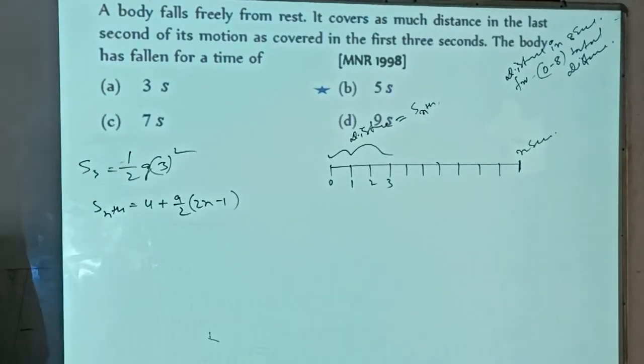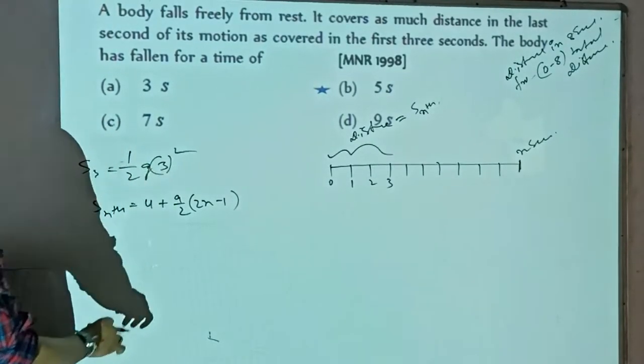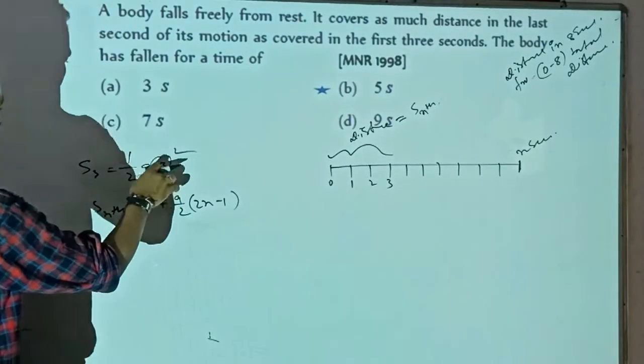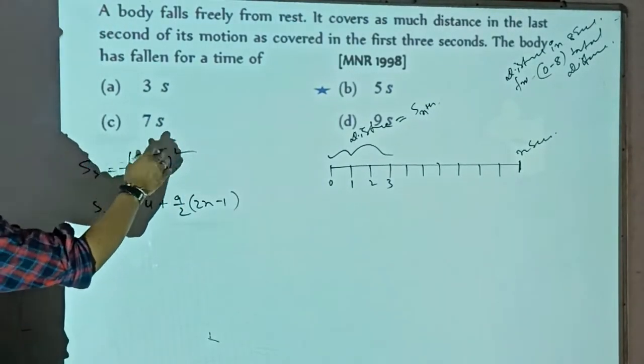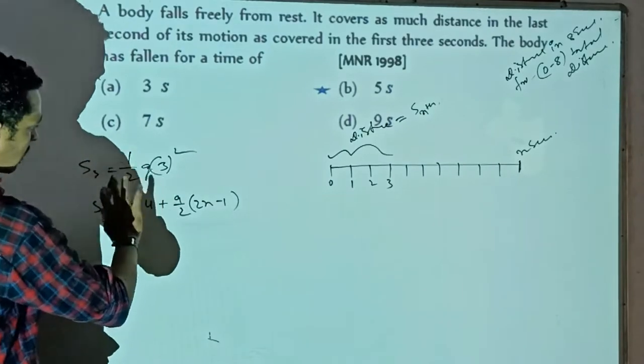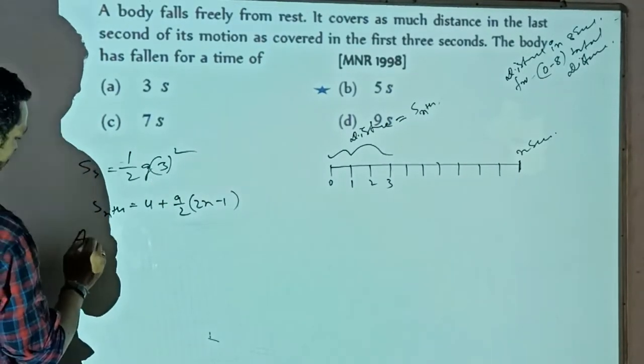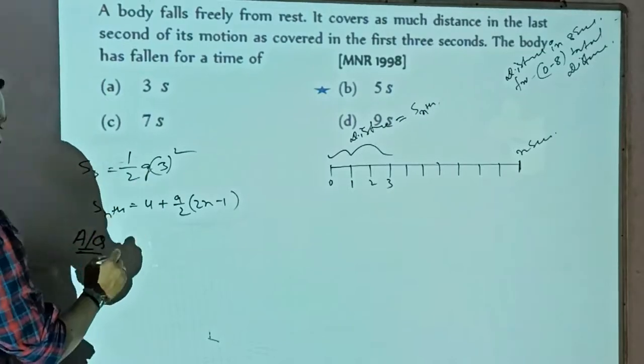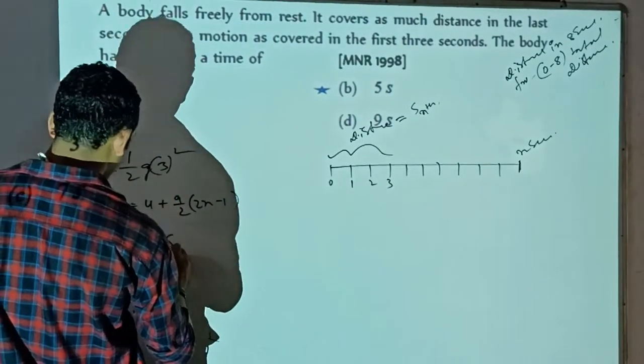S3 is equal to half of g times 3 squared, and since t is 3, we just take the square of 3. So according to the question, these two values are the same: S3 is equal to Sn.